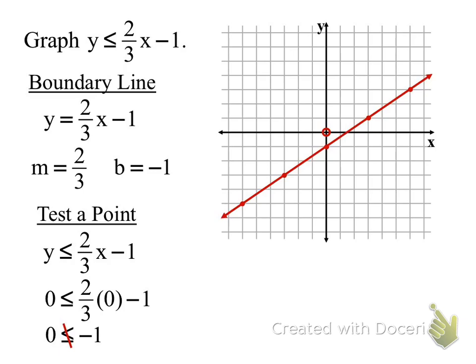You have to test it? Well, you can do it one of two ways, my way or this way. You have to understand how to use the test point because that might come up on a standardized test. The test point, if it proves false, that means this point, 0, 0, is not the side that gets shaded. I have to shade the other side. Does that make sense? All right.